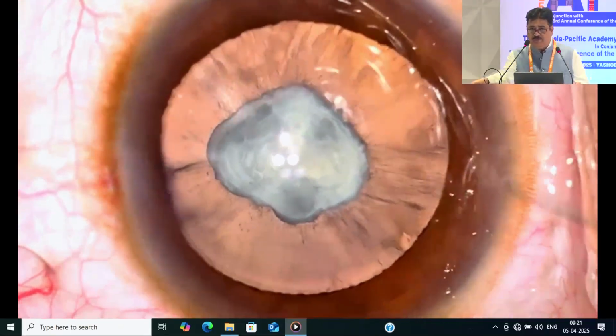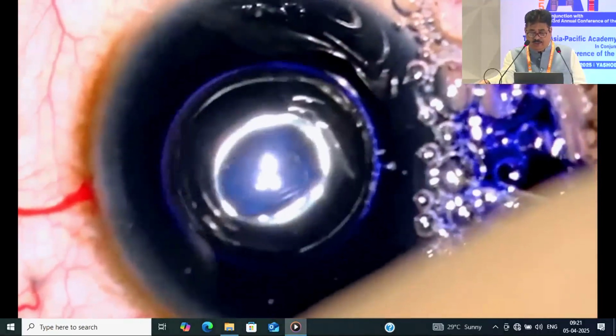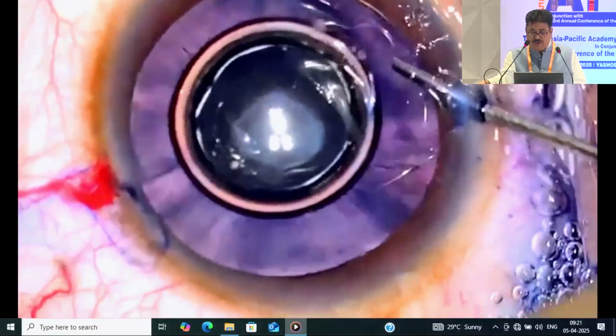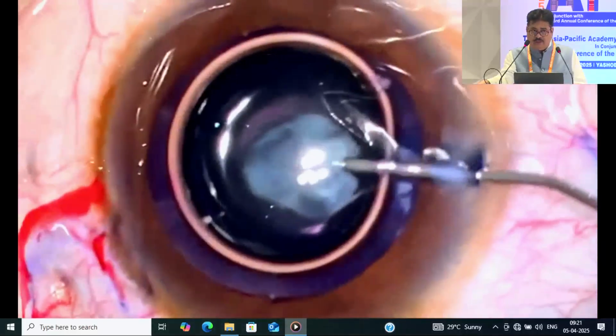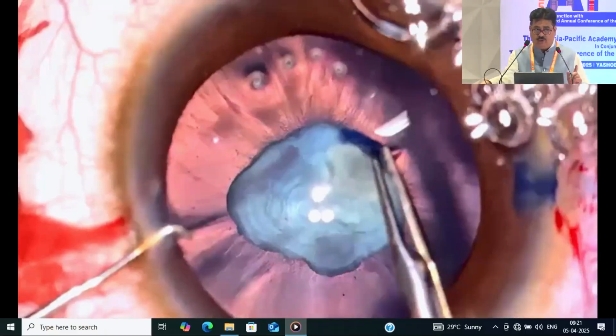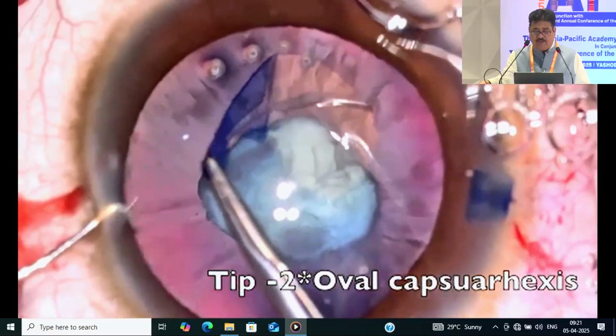Every procedure has to be very slow in such cases. All the rules should be followed. We should not take any shortcut. Even if the cataract is very soft, we should inject the dye to clearly see the margin because we have to make a small capsulorhexis, and we are making an oval capsulorhexis.